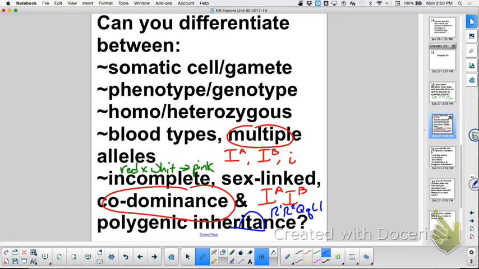Questions, concerns on any of that? You want to be able to name and give a specific example. Describe, name, and give a specific example of these, because it's possible I will ask you that. Okay.